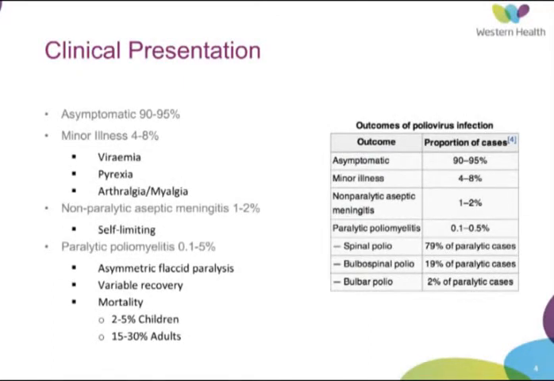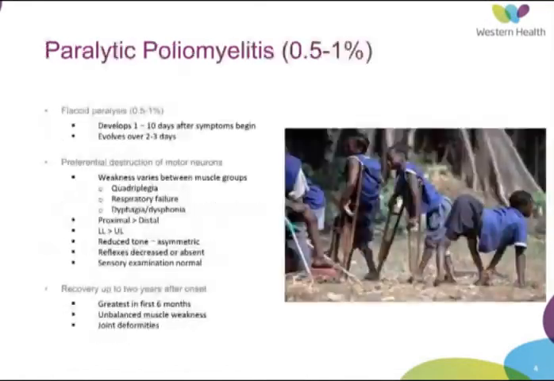So paralytic poliomyelitis usually develops in the first week after fever starts. It's usually the first sign, and the paralysis develops over the next 2 to 3 days. There's preferential destruction of the motor neurons with relative sparing of the sensory nerves, and the weakness will vary between the muscle groups. The clinical picture depends on which motor neurons are affected, so this can result in quadriplegia, respiratory failure in those where the phrenic nerve is affected, and those that have the bulbar effects can have problems with dysphagia and dysphonia, which can lead to respiratory compromise through problems with secretions.